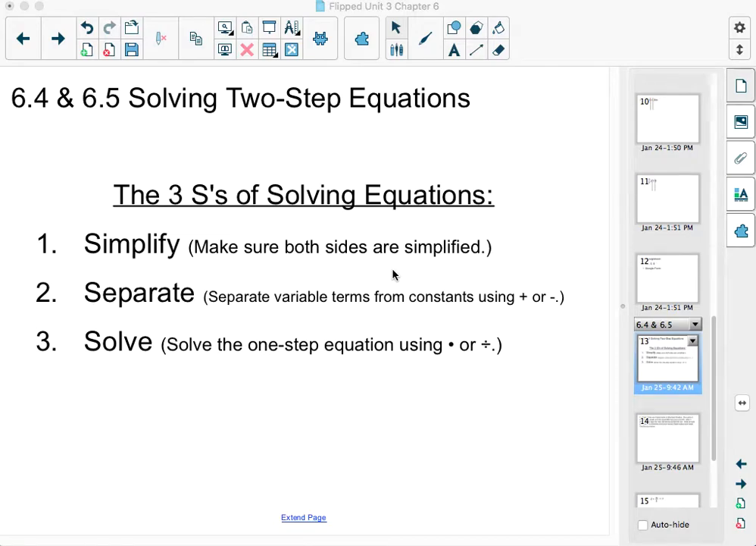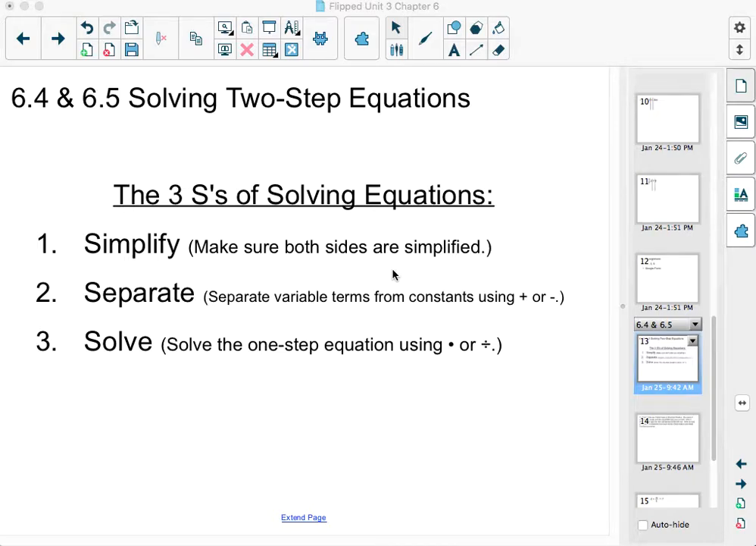This will be our video for Chapter 6, Lessons 4 and 5. Today we're going to talk about solving two-step equations. Everything you have solved so far could be solved with just doing one step. One step of division, one step of multiplication, one quick addition, or one quick subtraction. So today we're going to talk about two-step equations, which obviously will take 2 steps to solve.